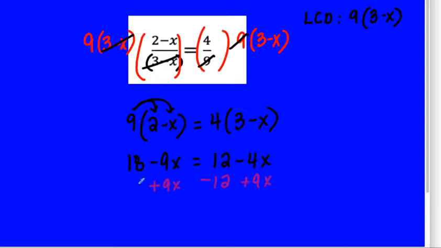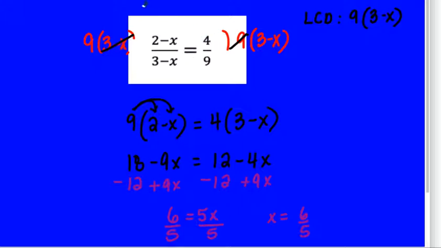I'm going to subtract 12. All right, that gives me 6 equals, what is that, 5x? And then I'm going to divide both sides by 5. So x equals 6/5.